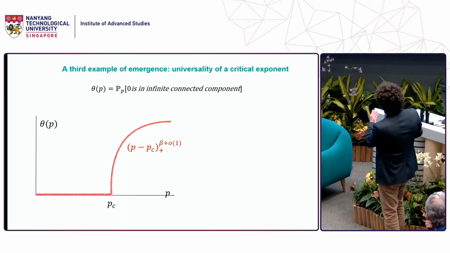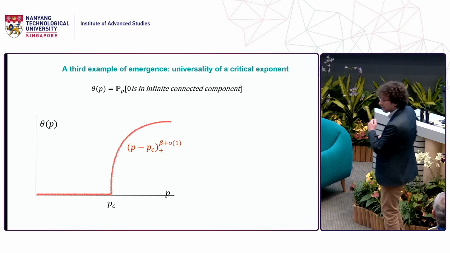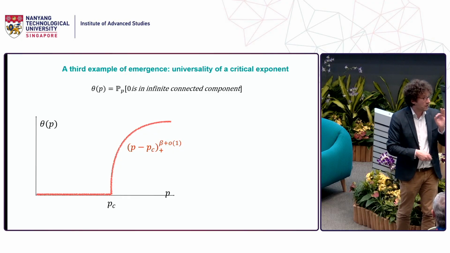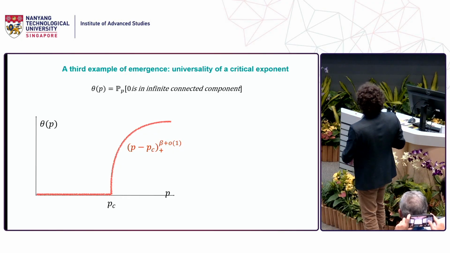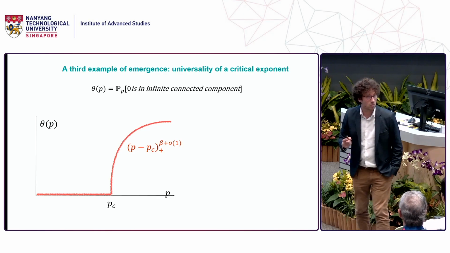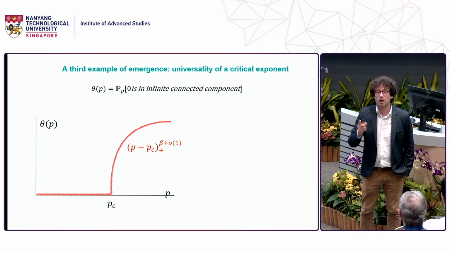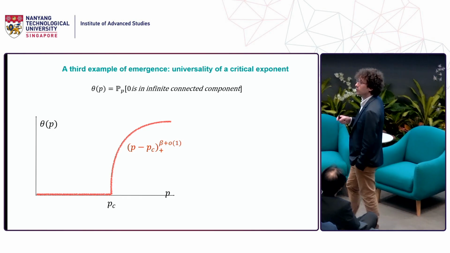But so what happens is that as soon as you are above the critical point, it's going to be strictly positive, but you can look at how it behaves when P is very close to PC. And there is something very interesting that happens: the probability that 0 is connected to infinity behaves like P minus PC, so it's kind of the distance to the critical point, to a power, beta. So question, from your point of view, what is the value of beta? Do you have a clue?